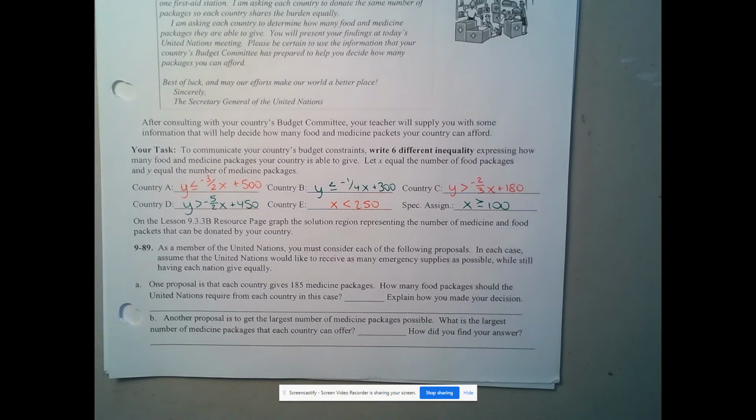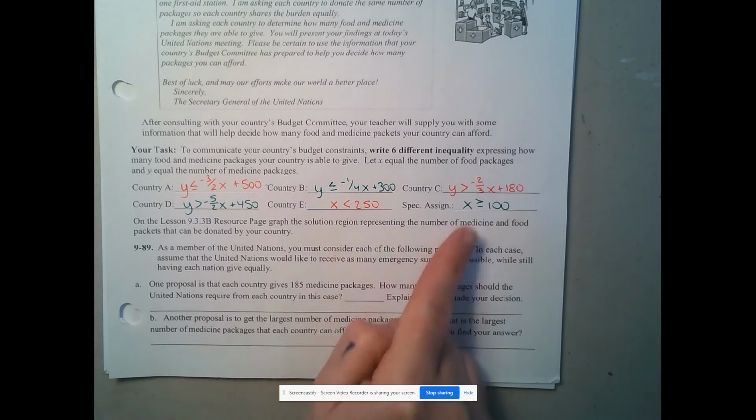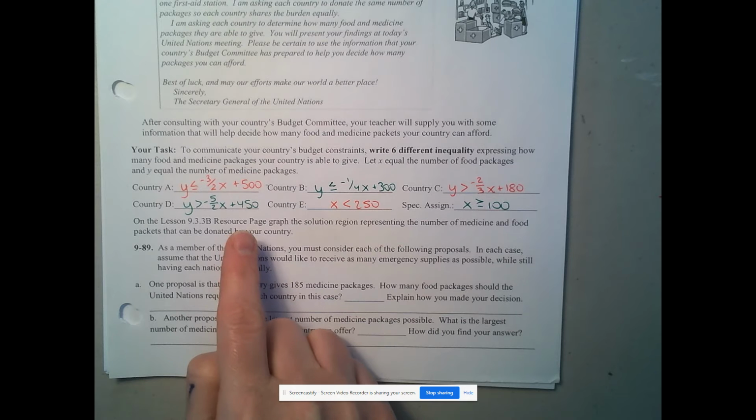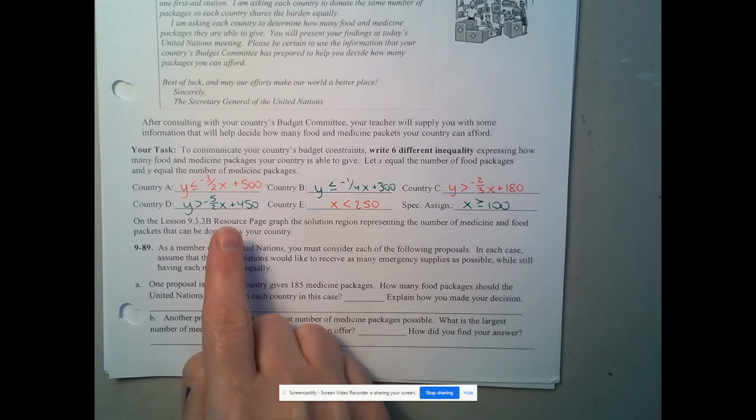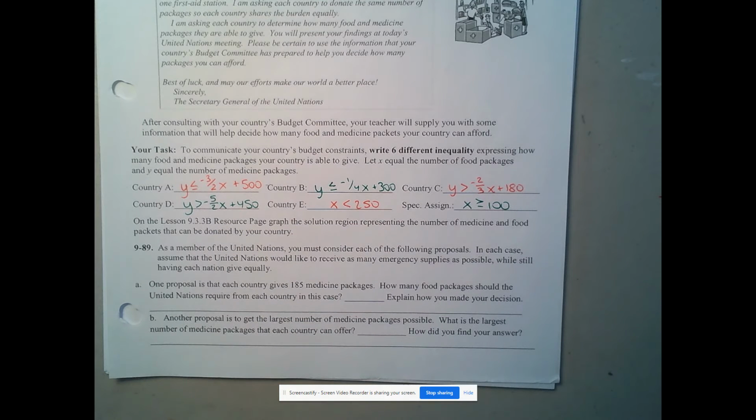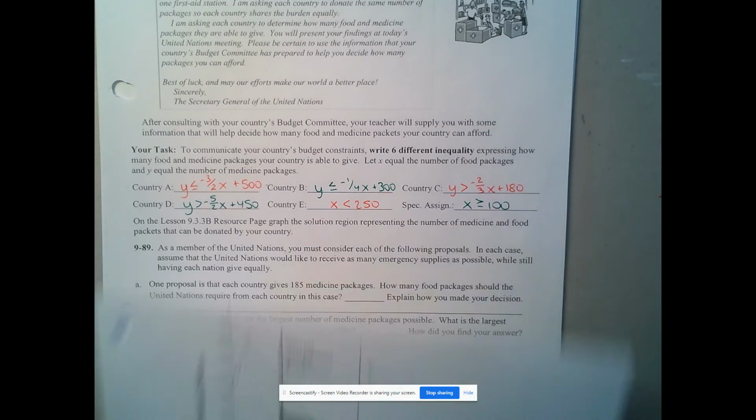So in the interest of time, what I have here is my front page with all of the equations, with the slopes listed first as either fractions or improper fractions, and the y-intercept listed second. And if we graph those, what we would get is something that looks like this.